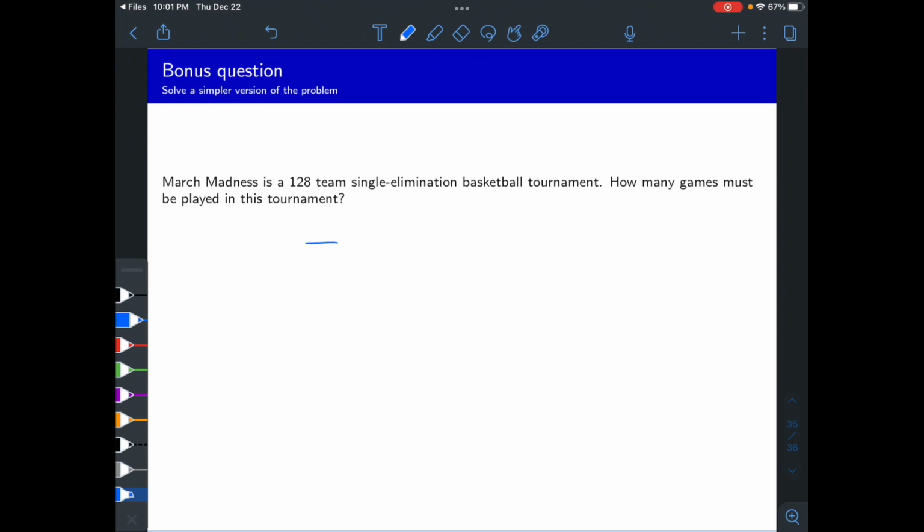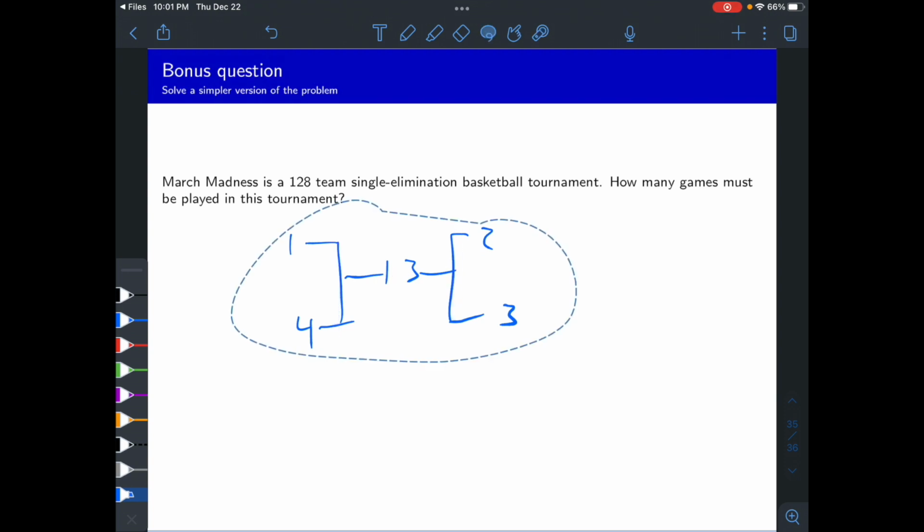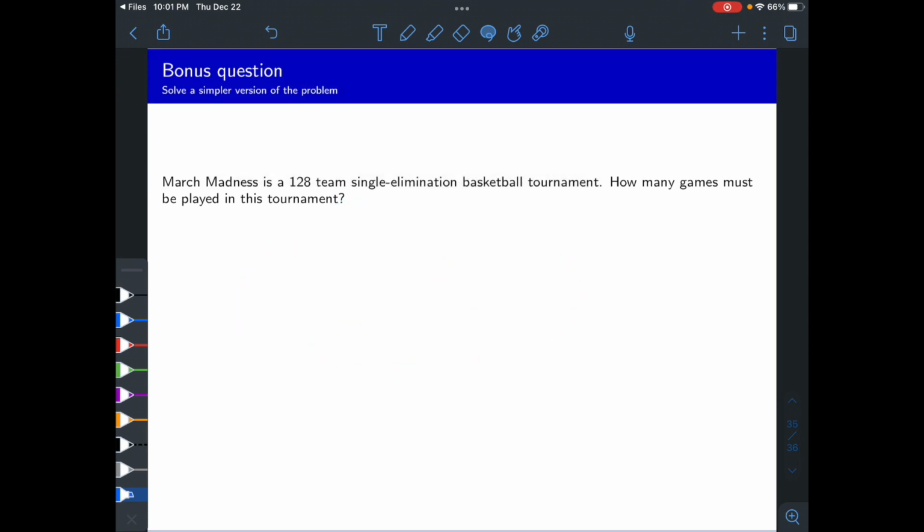So if you have a 4-person tournament, it would look something like this, right? You would have team 1 versus team 4, and then team 2 versus team 3, and then the winners would go in the final. Maybe you'd have 1 versus 3. So you would have 1 match here, 1 match here, and then 1 match here. So you'd have three games like so.